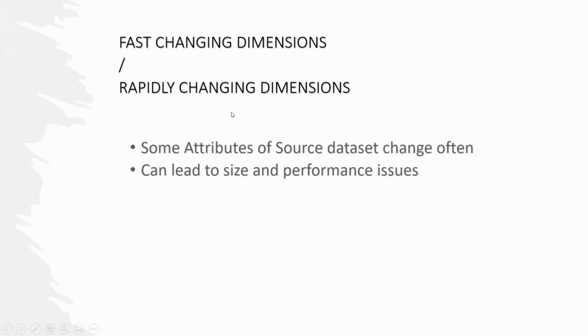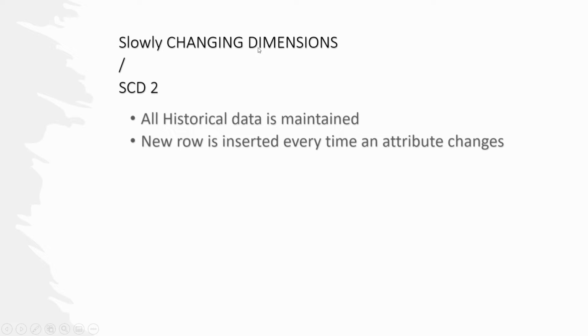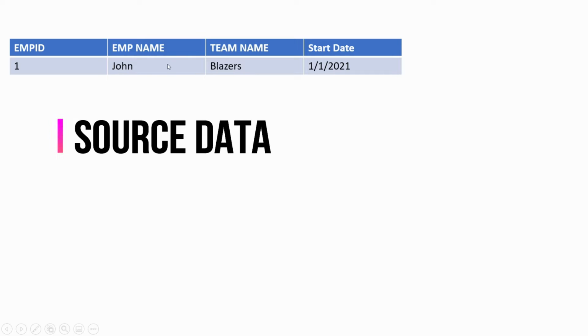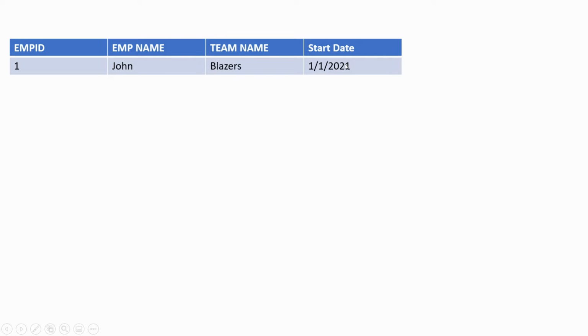In this video, we are going to talk about rapidly changing dimensions, and for that, let's quickly understand slowly changing dimensions and SCD type 2 with this simple example. Here we are maintaining the details of employees and the team they are part of. We got a row for John. He became a part of Team Blazers on 1st January 2021.